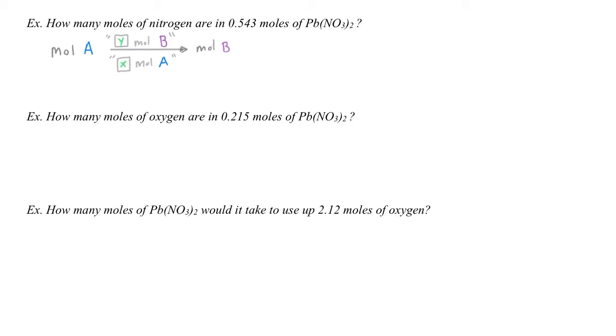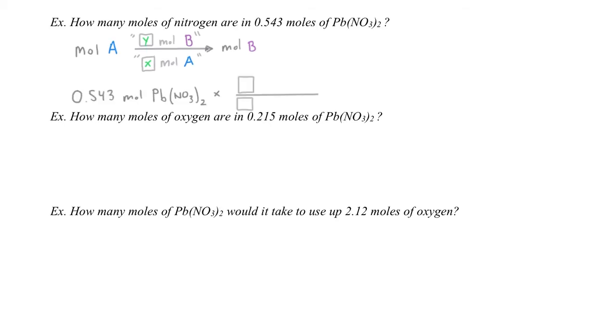The specific values that we use in this conversion factor, which I've shown here as X and Y, have to come from the mole ratios that we derive from the formula. So let's try this out with this example. First, we need to identify our starting point, our moles of A. Because we're told how many moles of lead nitrate there are, that's our starting point. So we have 0.543 moles of lead nitrate.